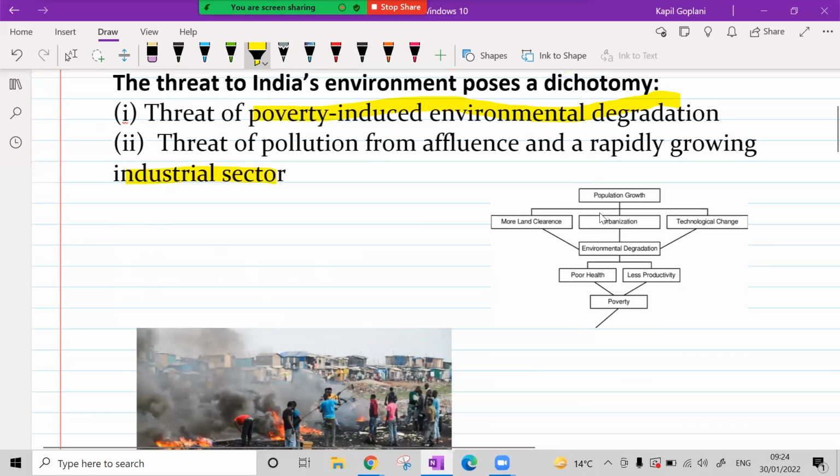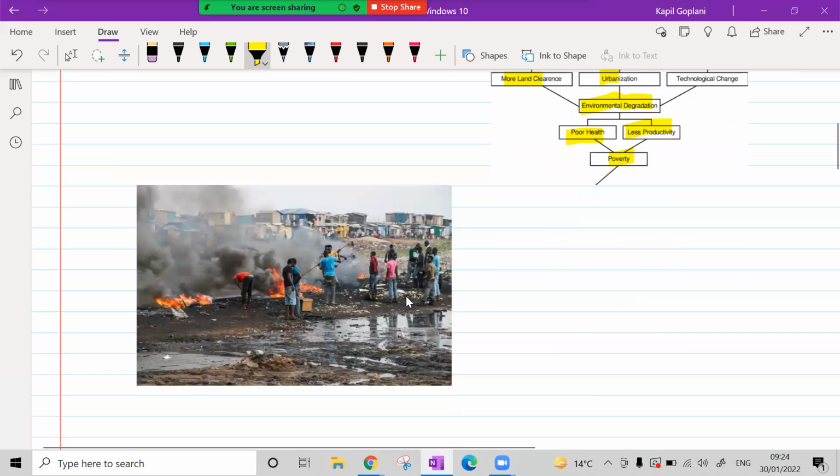Now here, population growth. See, there is a flow chart. We can see that population growth requires more land clearance, urbanization, and technological changes. This has led to environmental degradation, which has led to poor health, less productivity, and ultimately the reason is poverty. You can see a picture has been depicted.